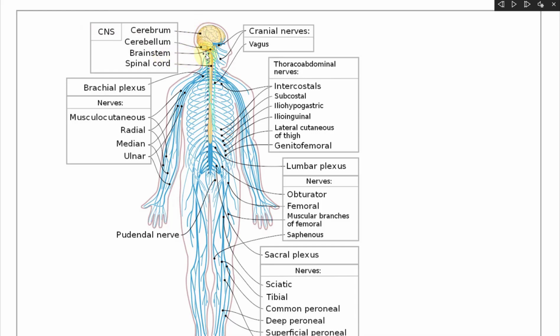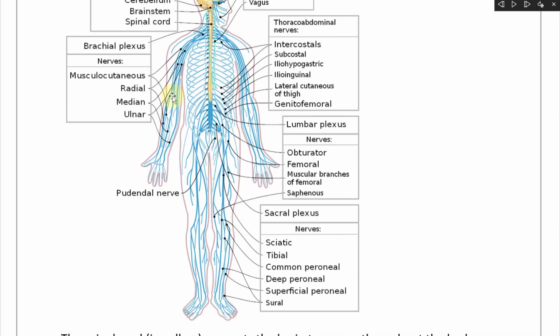There's the brain stem over here. There's a spinal cord, and there's a cerebellum. And then there's the cerebrum, the largest part of the brain over there, and so on. There's the cranial nerves, and these are thoracoabdominal nerves, etc. Anyways, more nerves, and these are brachial nerves over here. I think that's from the lungs.